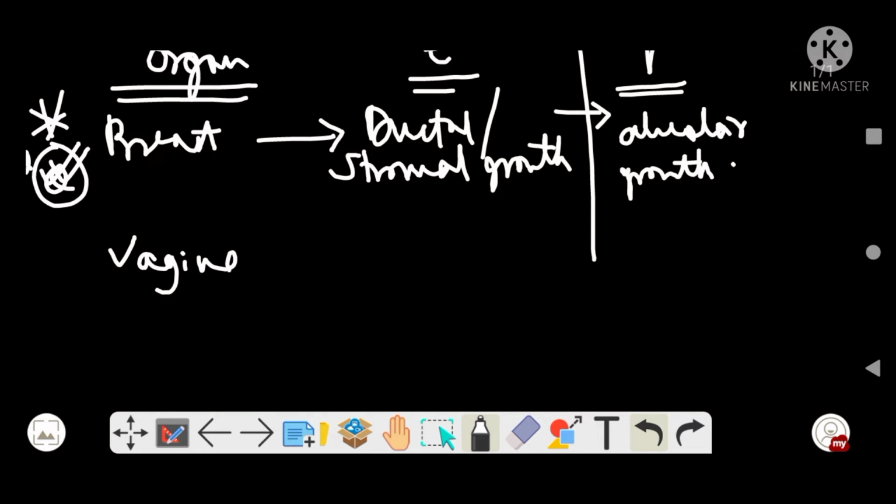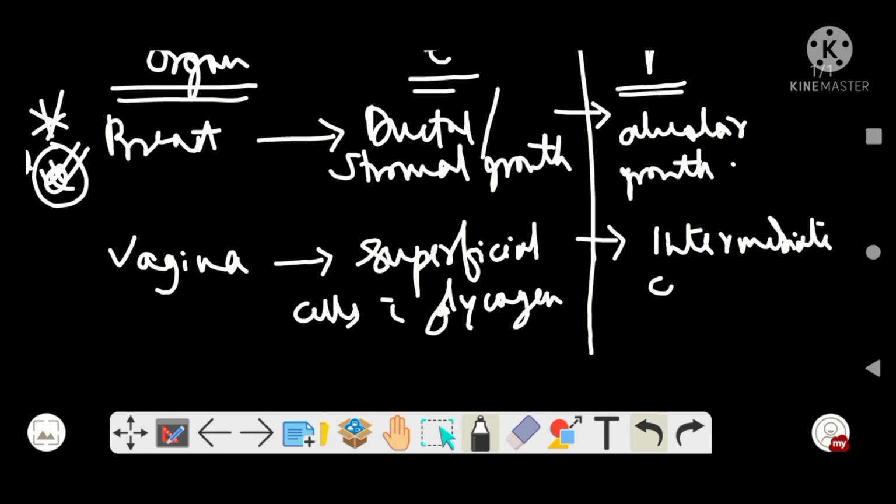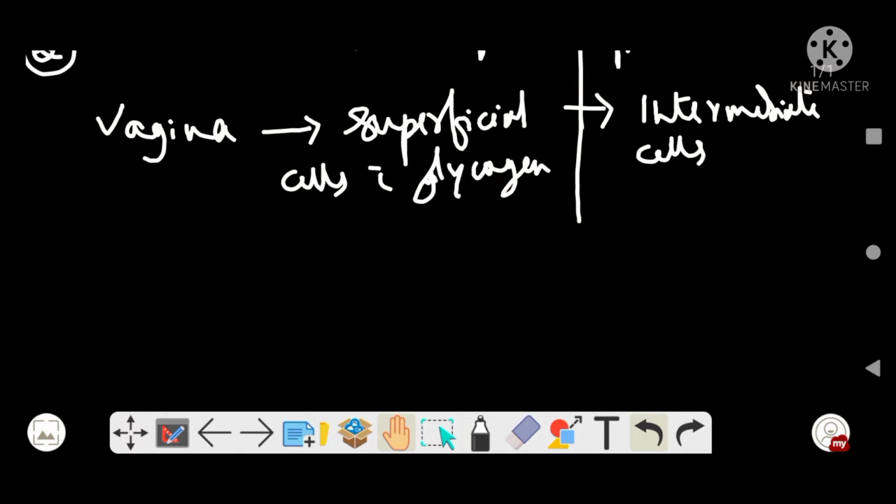In the vagina, what does estrogen do? It promotes the superficial cells with glycogen, and progesterone supports the intermediate cells. We will discuss these cells briefly in another session. Actually there are three cells: superficial, parabasal, and intermediate cells. Just remember that estrogen supports the superficial cells and progesterone supports the intermediate cells, right?